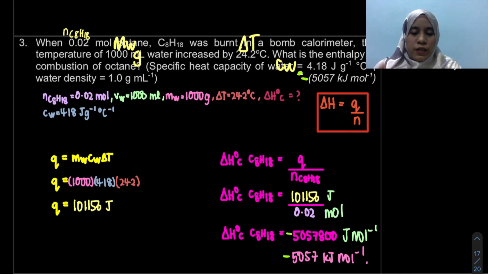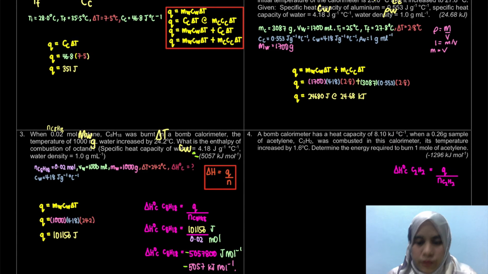Okay, next, supaya kamu tak confused, okay, either ni kan octane ni kan, kena masukkan ke dalam MCAT tu. So that's why it's important for you to write down yang H is equal to Q divided by N. Write down the N to what is the N used for the reaction itself. Supaya kamu tak confused. Okay, just a bit. Okay, for example 4, I believe you could try yourself.